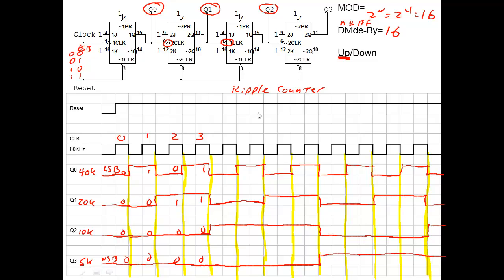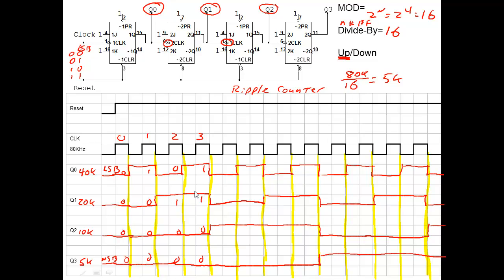So one of the neat things we can do with this divide by number is if you take your original frequency of 80K and divide that by our divide by number, which is 16, we will get the 5K output. So it's a really neat way of double checking that your frequencies are correct.